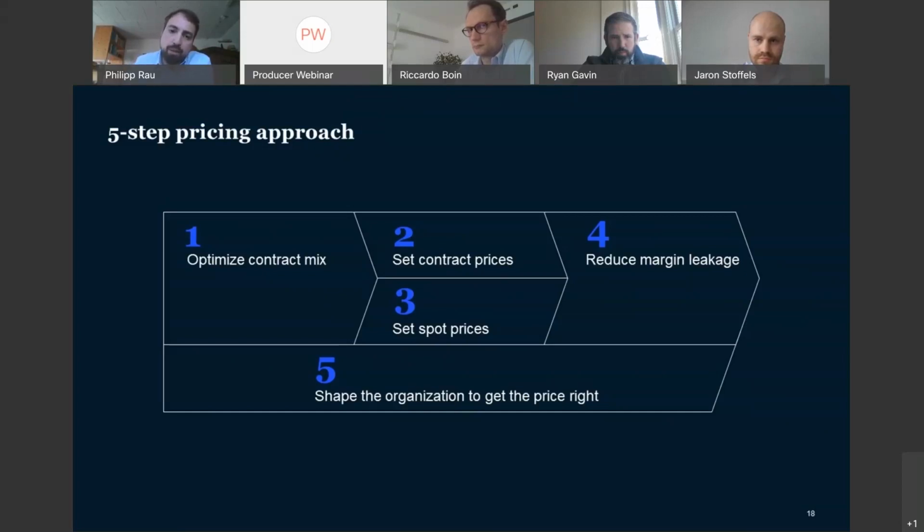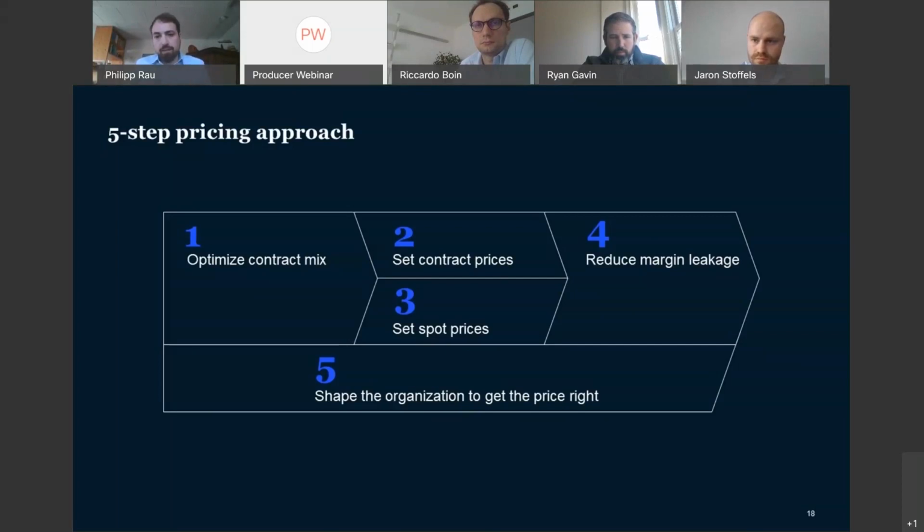And then we talk about setting the appropriate contract prices by developing value-based pricing guidance, which looks into customer and product-focused value drivers. And then we talk about the spot pricing, where we are more looking into a continual optimization of prices based on market and product variables that rapidly change.